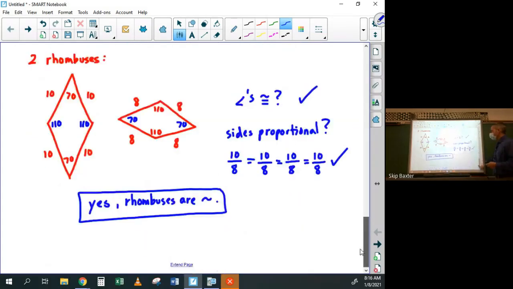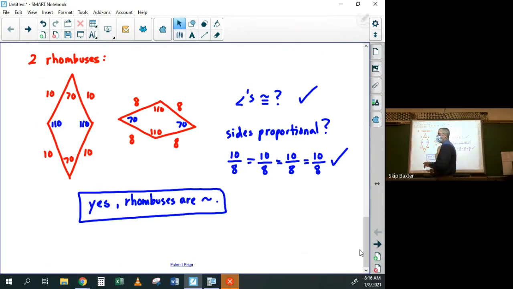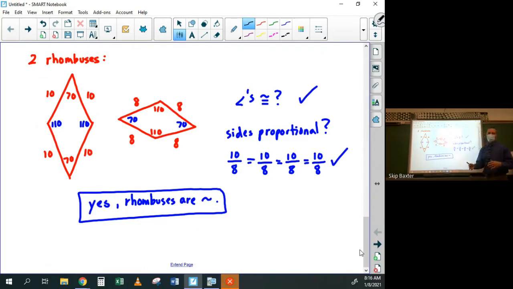Same thing goes for these rhombuses. They could say, find the similarity ratio of the large rhombus to the small rhombus, and you'd say 10/8 or 5/4. Or they might say, find the similarity ratio of small to large, and you'd say 4/5 or 8/10. Does that make sense? Okay, so that's the first thing: answering the question, are the figures similar?